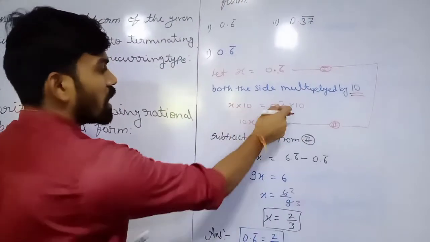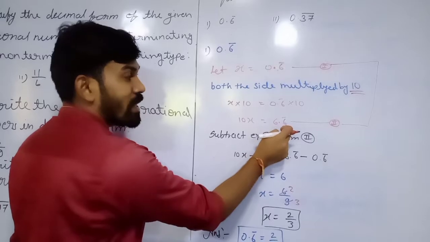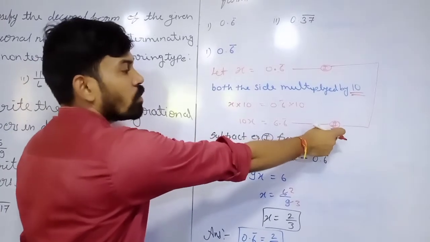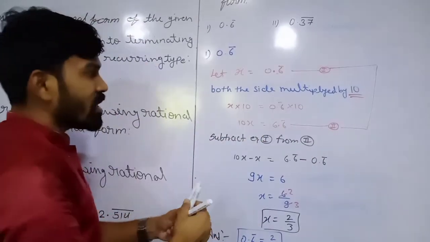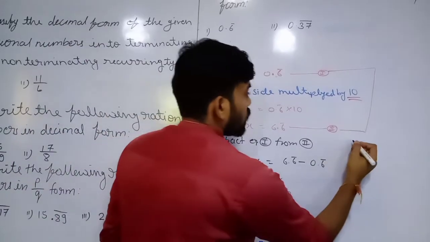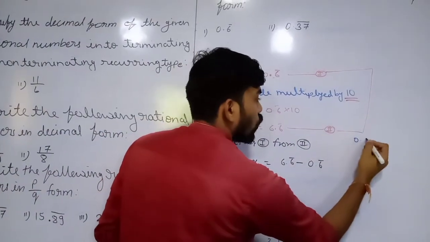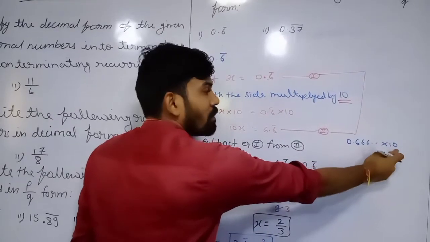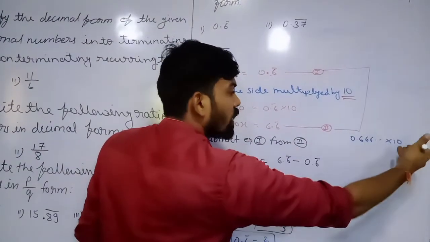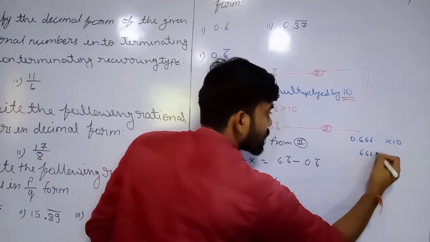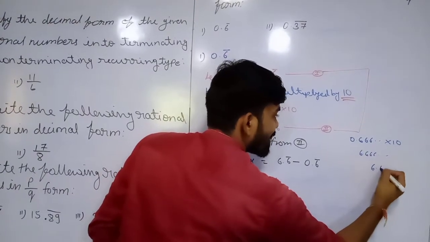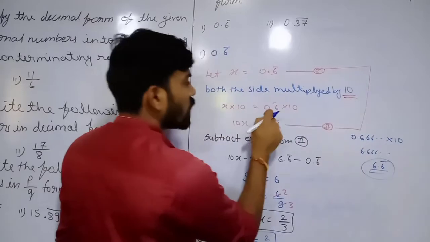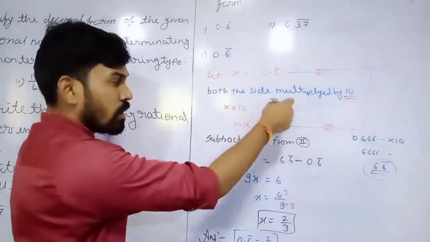So this will be multiplied. We got 10x is equal to 6.6 bar, equation number 2. How did we get this 6.6 bar? Let's explain. It means 0.666, and we multiply by 10. If you multiply by 10, the decimal should move one digit to the right. So it will become 6.666. So we get 6.6 bar. The same thing we have written over here. Got it? This way we got it.